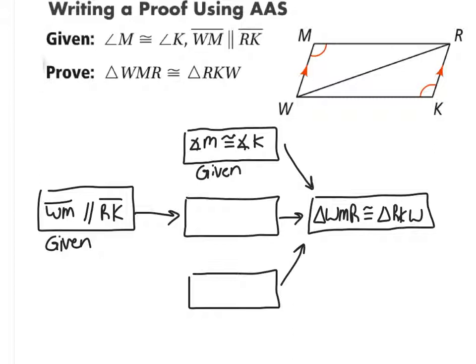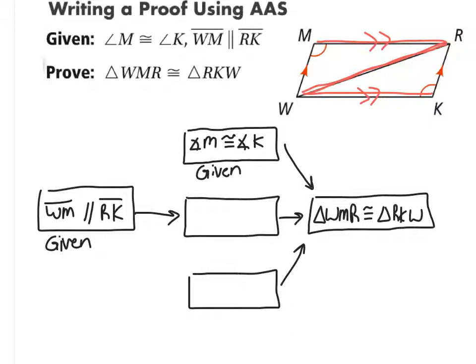KWR and WRM. KWR, and what other one? WRM. No, actually. Are those angles alternate interior angles? Yes. Are those angles congruent? I can't tell. Why? Because these segments are not my parallel segments.